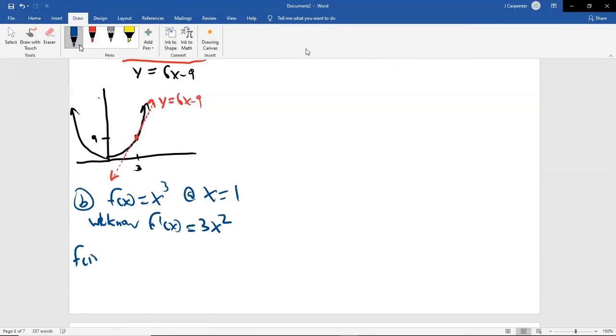So f of 1, this will find the output. That's 1 cubed, which is 1. So our point is 1 comma 1. The x and the y values are symmetric, just there. The slope is f prime of 1, which is 3 times 1 squared, which is 3 times 1, which is 3. That's our m.